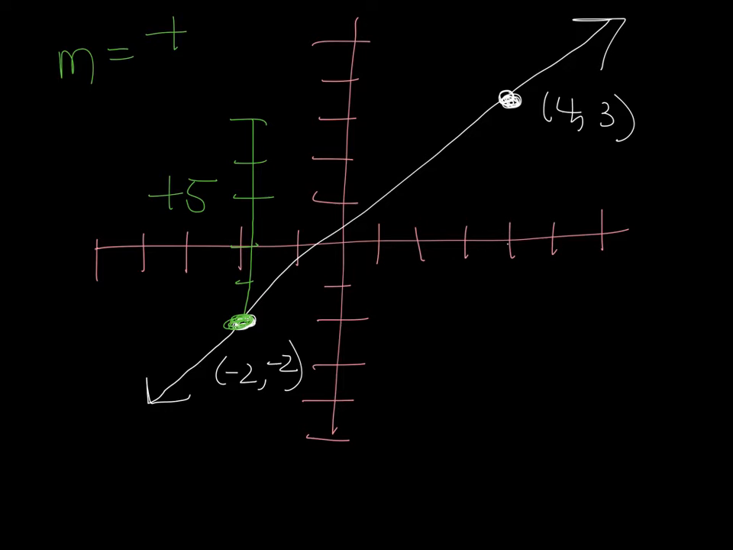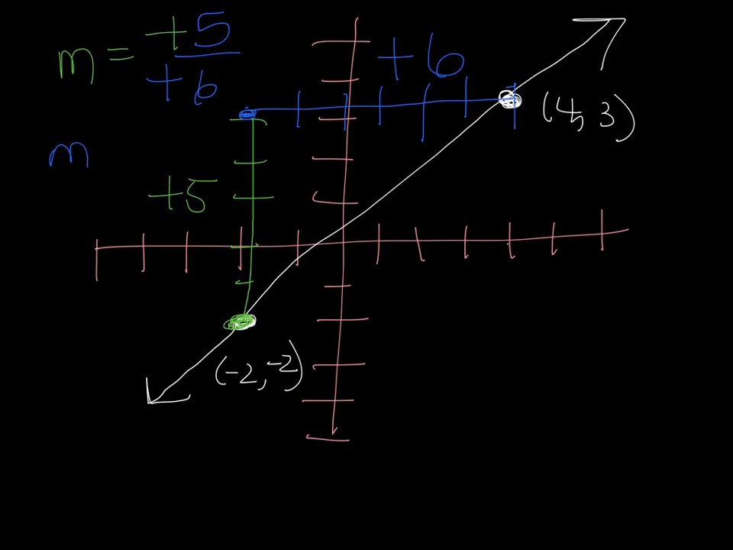Now we're going to look at the run. I'm here, and I have to get to here. How far do I have to go? 1, 2, 3, 4, 5, 6. I think I miscounted on that point. No, I did. It's 6. So I went right 6 places. My rise is positive 5, and my run is positive 6. So the slope of this line is 5/6.